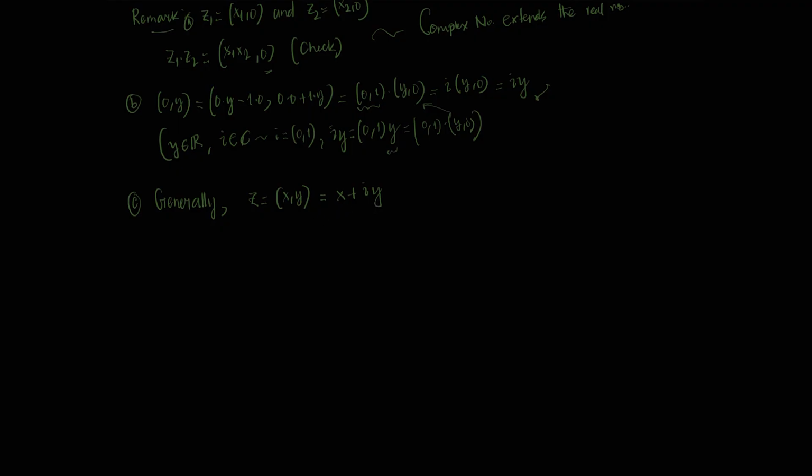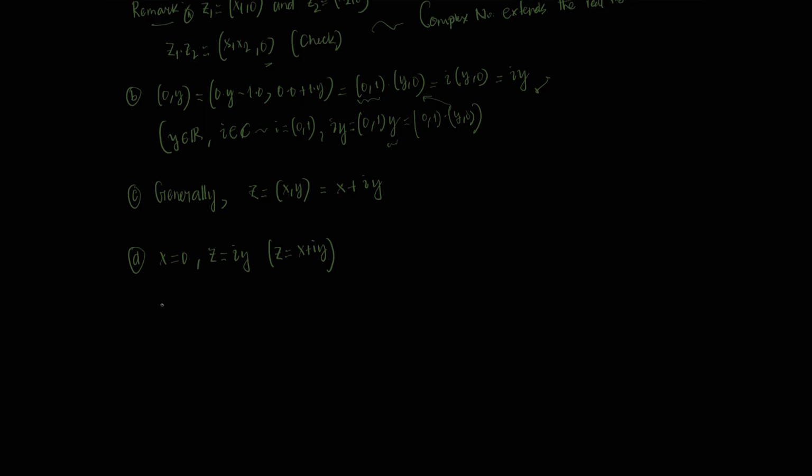Okay, of course, with this notation, what happens is this. Remark D. Now you see, if x equals 0, then z, what happens? This becomes i times y. So essentially you start with z, which is x plus iy, and if I take x to be 0, then z turns out to be i times y. Clear? And then what essentially is i? You see, i is nothing but (0, 1).